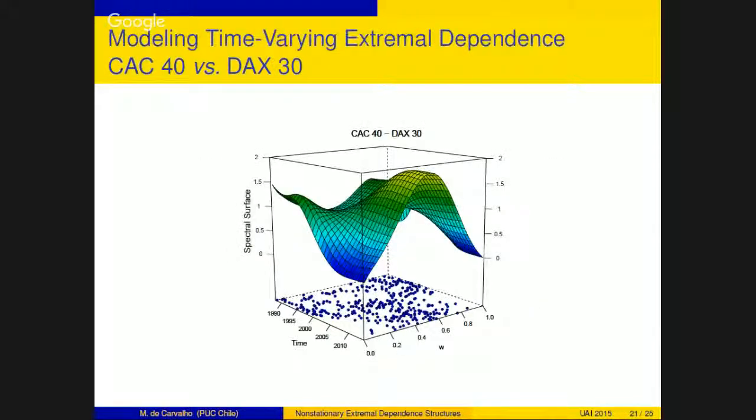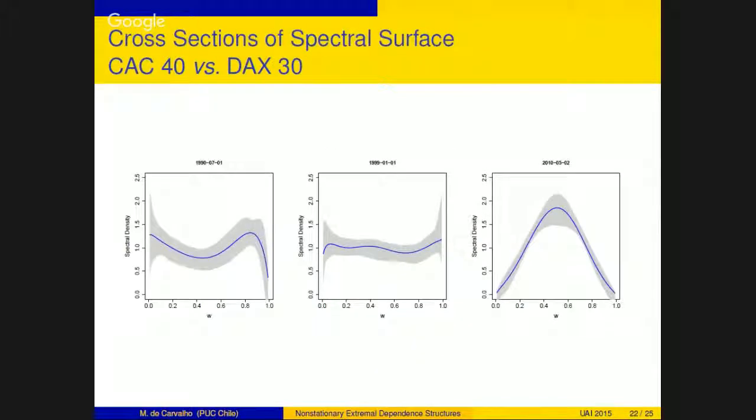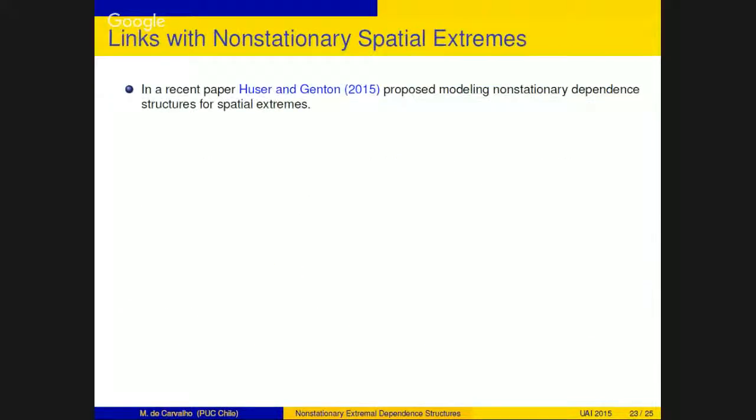These are just a few profiles of the spectral surface, technically cross-sections of the spectral surface for a few key dates which are related to a few episodes of interest in finance. I can't remember all of them, so I will be silent on that. If we still have time, I could comment on this, but it really depends on the chair. Otherwise, I could use them for the discussion.